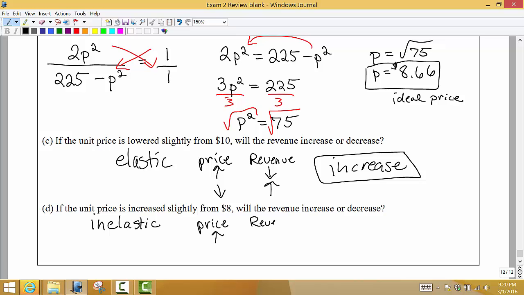the revenue will actually go up. So people are still going to buy. They're not going to care so much about the price being increased. So here our revenue increases. So raising your price will not have a negative impact. It will actually have a positive impact on the revenue.